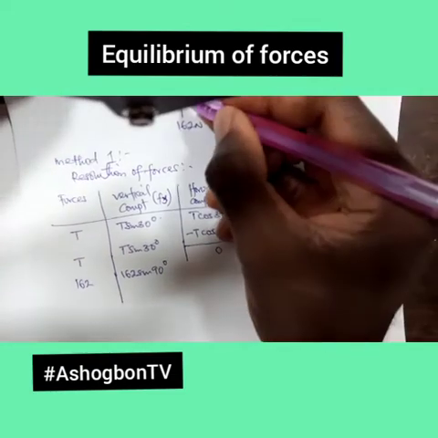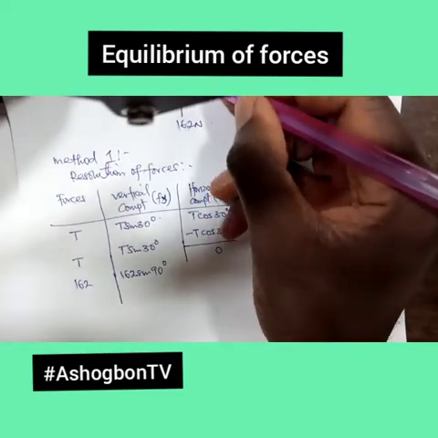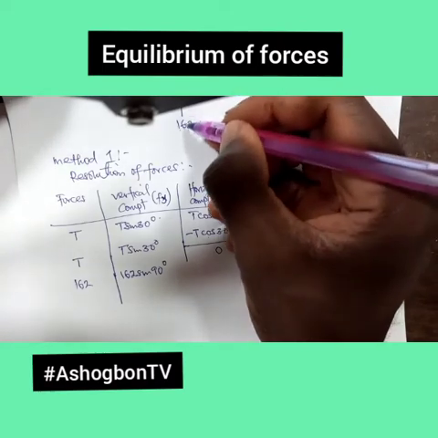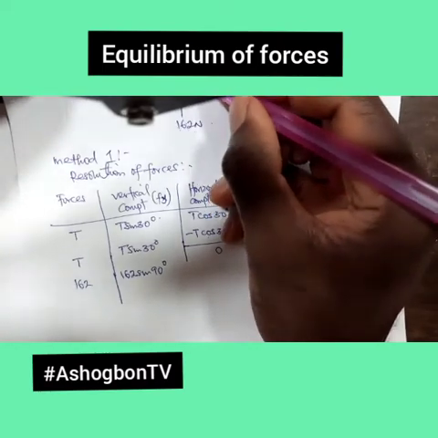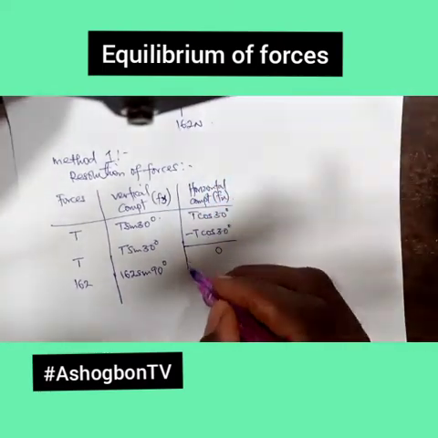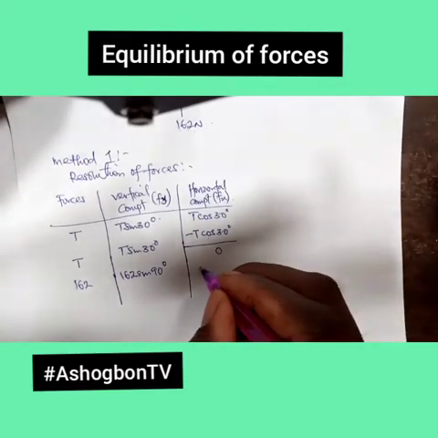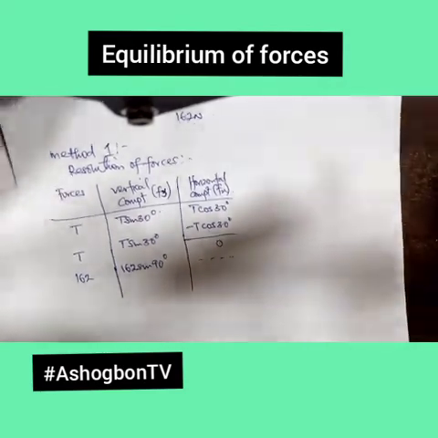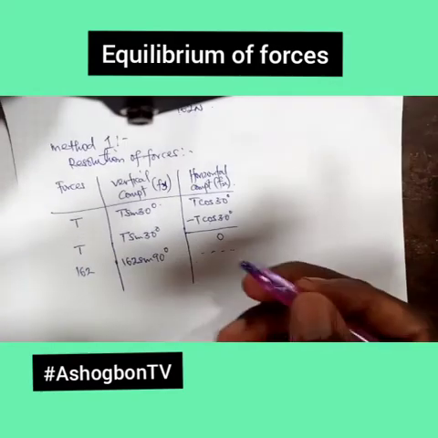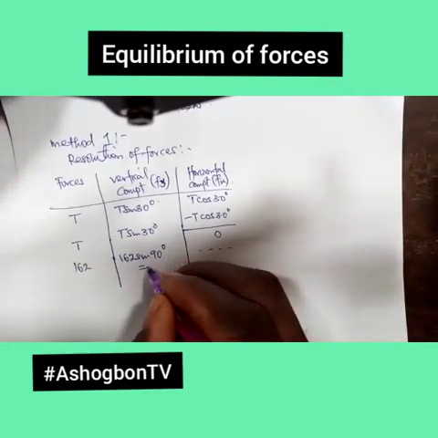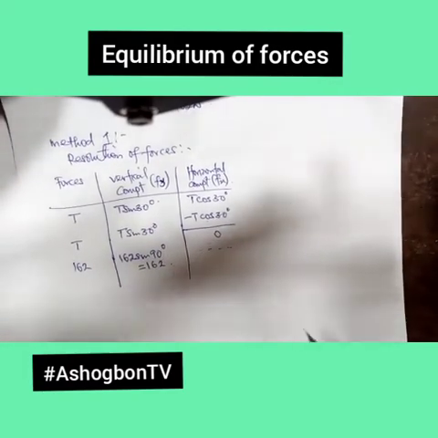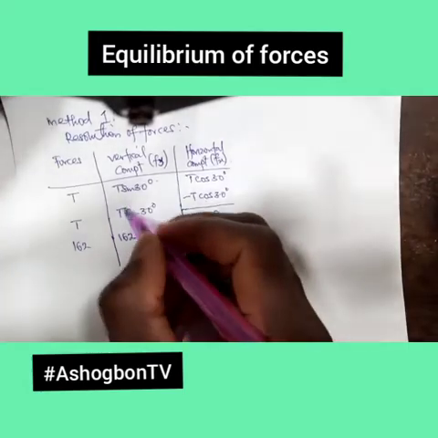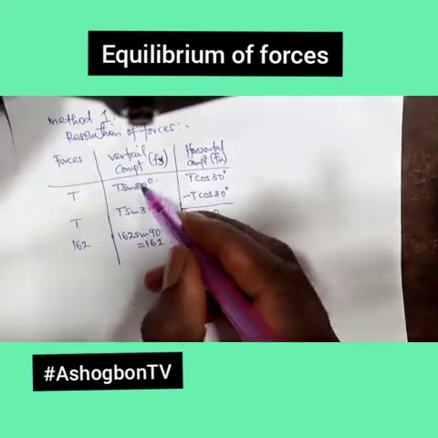And if you want to solve for the horizontal component, it is going to be 162 cos 90 degrees. And of course, you all know that cos 90 will give 0. So there's no need for us bothering ourselves on this. So sine 90 is 1, and that means the answer to this one here will be 162.